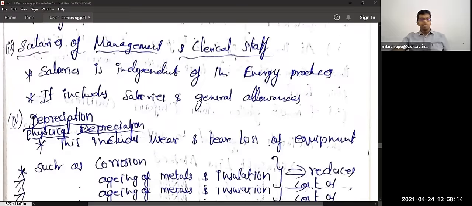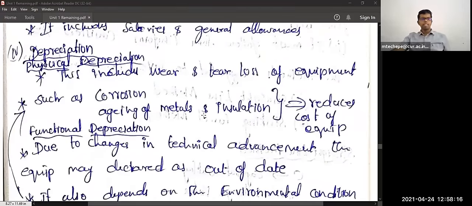Next is depreciation. In depreciation, there might be 2 types. One is physical depreciation and another one is functional depreciation. Physical depreciation includes wear and tear loss of the equipment, such as corrosion, aging of metals and insulation and all.